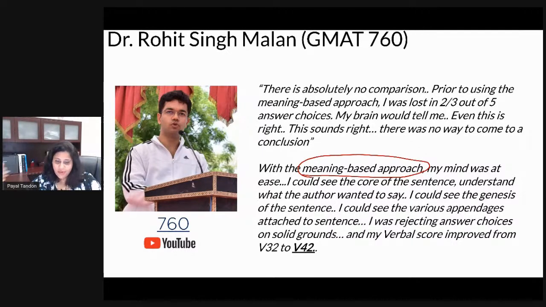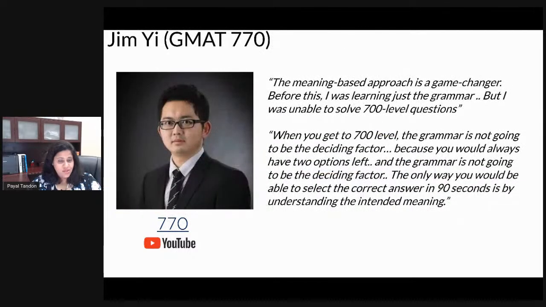Okay, Rohit Singh Malan, he scored a V42, 760, and I would urge all of you to look at his interview, because again, it's very important for you to learn from students who have been there, who have done it. Okay, so very, very important. Same thing with Jim, okay, and thousands of other students. Okay, when you get to that 700 level, grammar is not going to be the deciding factor.